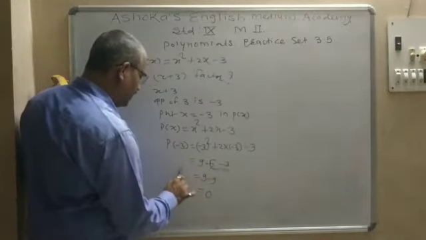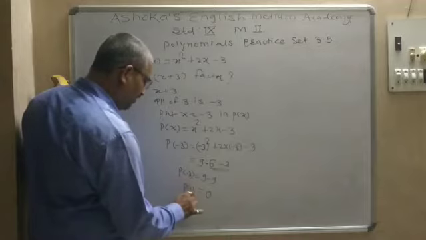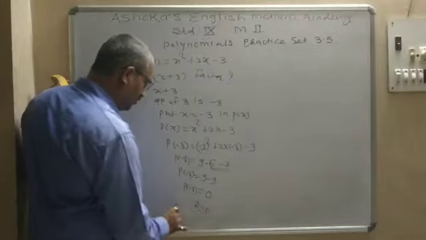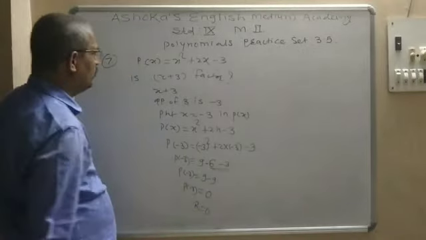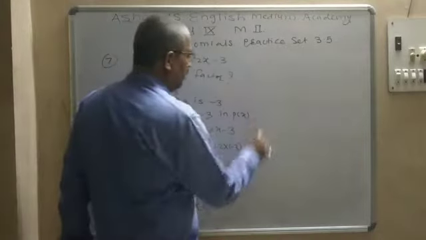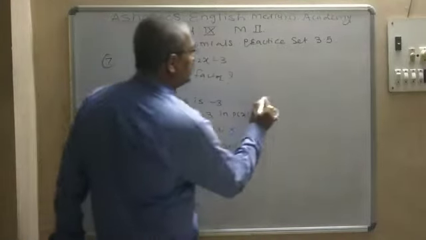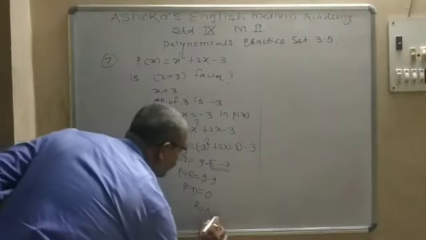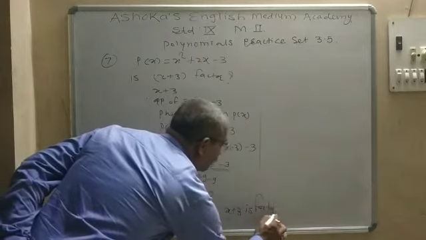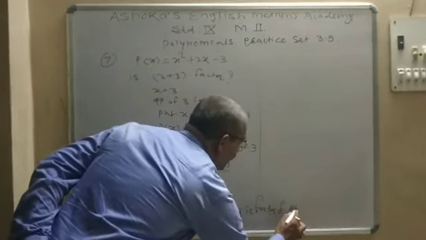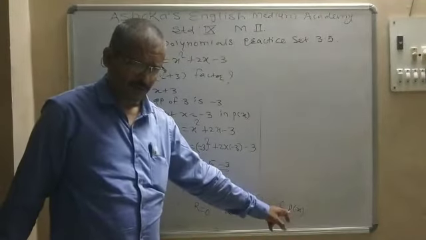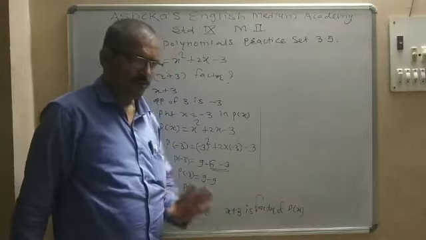Its answer is 0. What is the remainder? The remainder will come, therefore r is equal to 0. Understand what was told to find? Here r is equal to 0. If the remainder is 0, then x plus 3 is a factor. Therefore x plus 3 is a factor of polynomial p(x). You may write the whole polynomial, otherwise you may write in short, no matter.